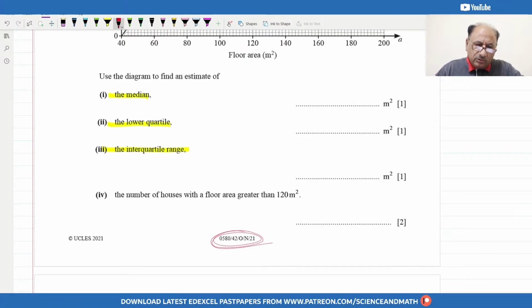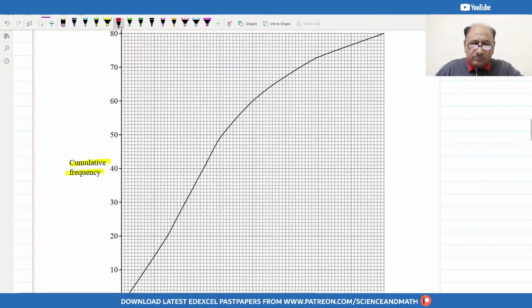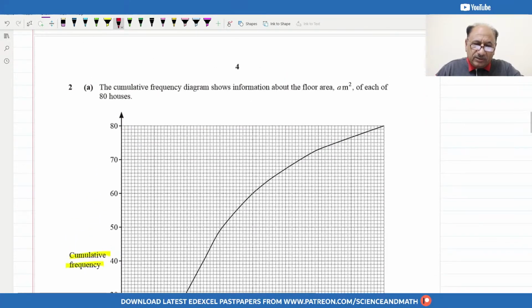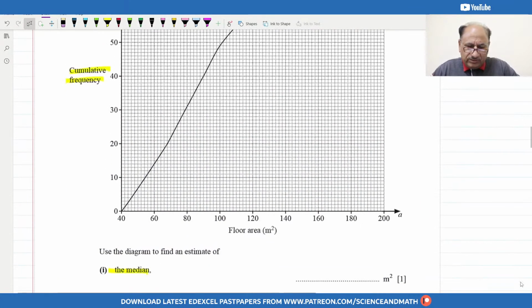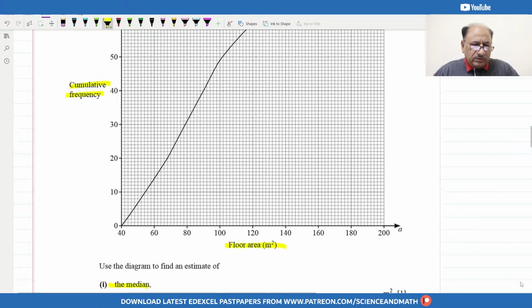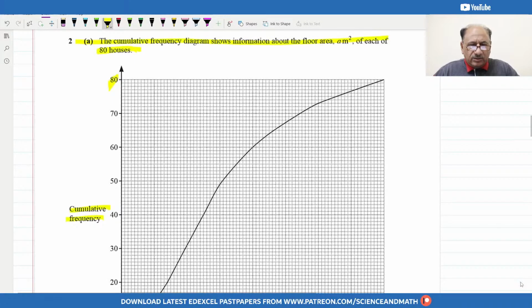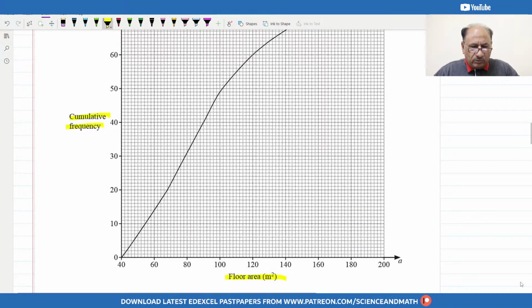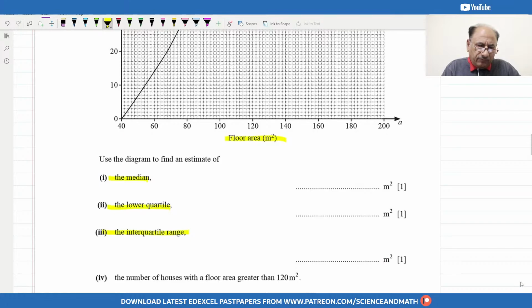058042 October number 21, and sometimes they are giving us the plotted curve, and they are saying the cumulative frequency diagram shows information about the floor area in meter square of each of 80 houses, and this side is 80 cumulative frequency, and this side is floor area. Now they have not given us any table, anything. They have plotted the cumulative frequency curve for us, and what we have to answer.